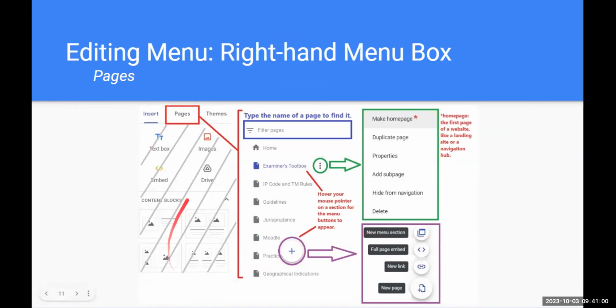And ignore this first for now because this is the most important part, but we're going to talk about that later on. So let's focus on pages first. When you see the right-hand menu box there, three portions: insert, pages, themes. If you press pages, you will get these options, or rather a list of your web pages.